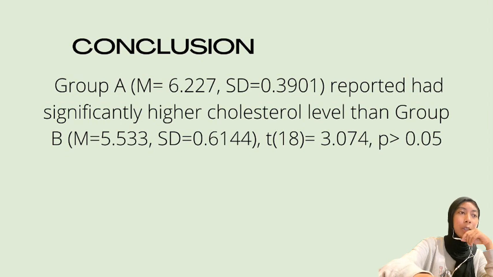So for the conclusion, group A mean is 6.227 and standard deviation is 0.3901. It is reported that group A had significantly higher cholesterol level than group B, whose mean is 5.533 and standard deviation is 0.6144. And then the t is T18 and equal with 3.074 and p-value is more than 0.05.